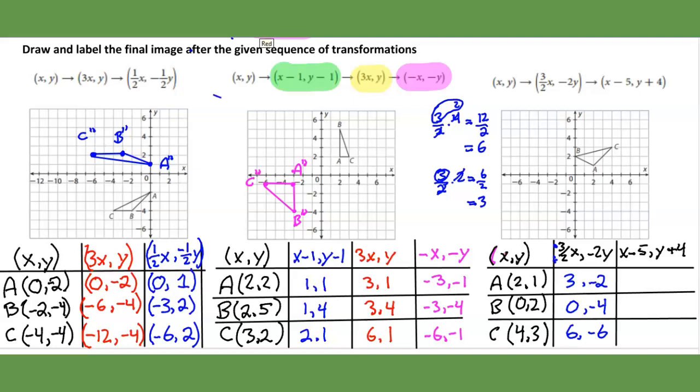Double check my work. All right. So now I'm going to subtract 5 from each. 3 minus 5 is 2. 0 minus 5 is negative 5. 6 minus 5 is negative 1. So far, so good.